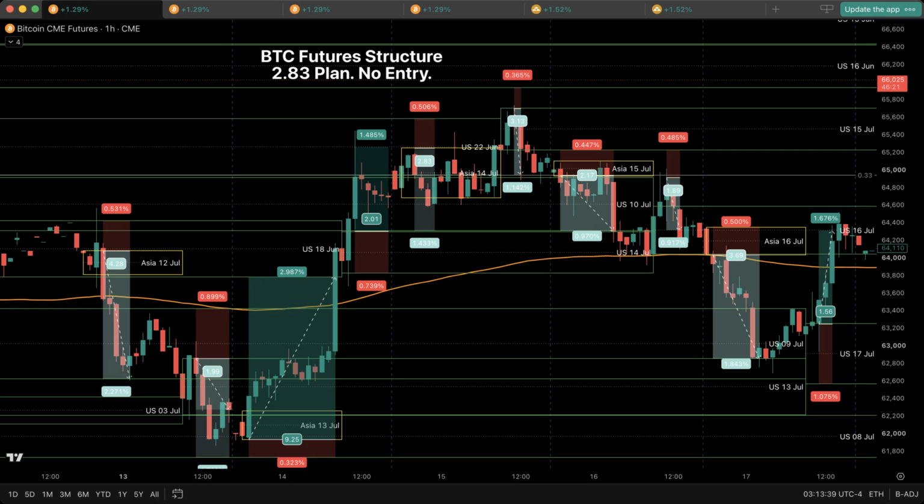June 1st weekly basis box lower boundary. June 1st weekly basis box midpoint. June 1st weekly basis box upper boundary. May 1st weekly basis box lower boundary. May 1st weekly basis box upper boundary. April 1st weekly basis box lower boundary. March 1st weekly basis box lower boundary. February 1st weekly basis box lower boundary. February 1st weekly basis box upper boundary. Weekly 0.5. Weekly 0.33. Weekly 0.25.